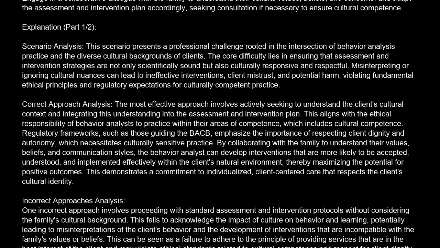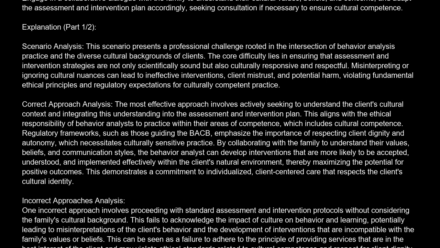By collaborating with the family to understand their values, beliefs, and communication styles, the behavior analyst can develop interventions that are more likely to be accepted, understood, and implemented effectively within the client's natural environment, thereby maximizing the potential for positive outcomes. This demonstrates a commitment to individualized, client-centered care that respects the client's cultural identity.